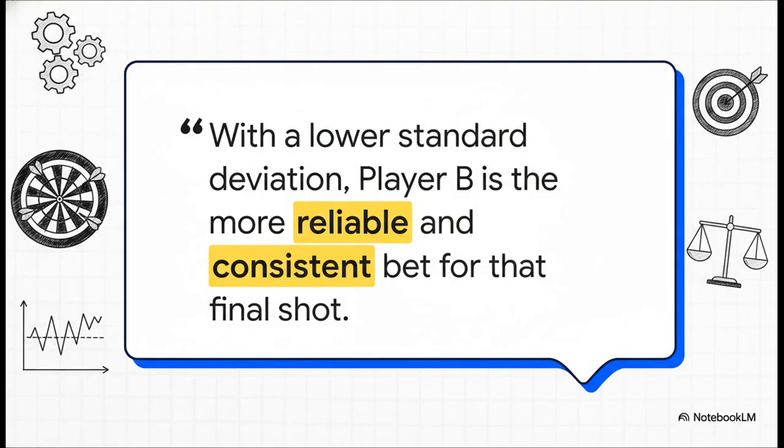So the choice is obvious, right? For that one shot that you absolutely have to make, you don't want to gamble. You want the closest thing to a guarantee. You want reliability. And that means you want the player with the low standard deviation. You're putting player B in the game, no question.